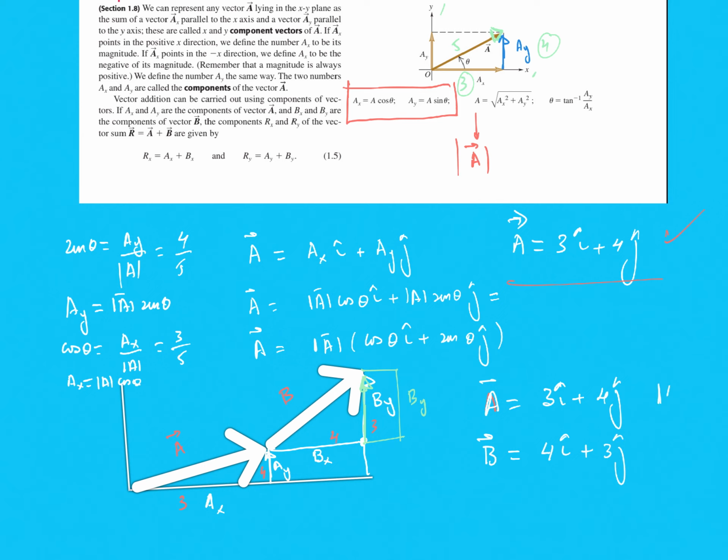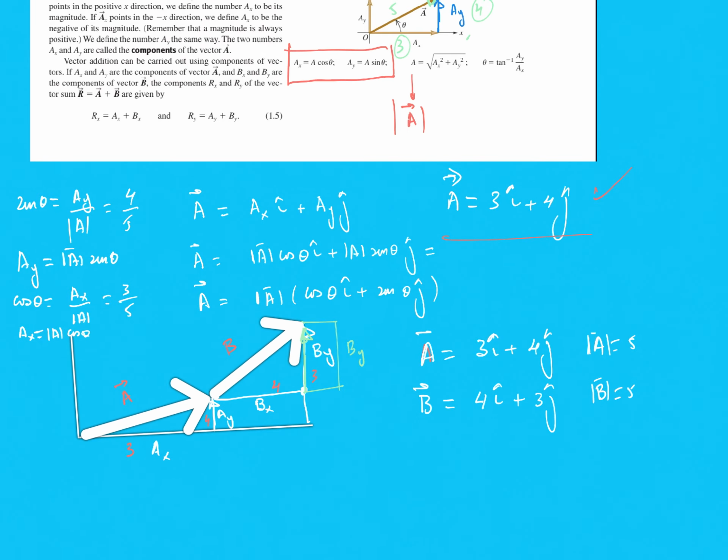What is the magnitude of A? By the Pythagorean theorem, ax squared plus ay squared, the magnitude of A is 5. What is the magnitude of B? The magnitude of B is also 5. The magnitude of A is 5 and the magnitude of B is 5, but they are two different vectors because they are in different directions.